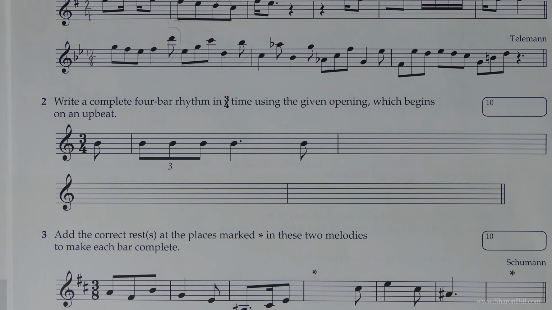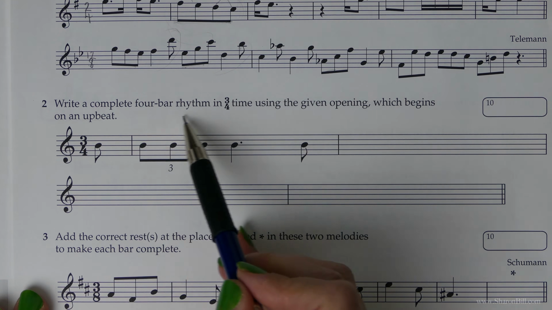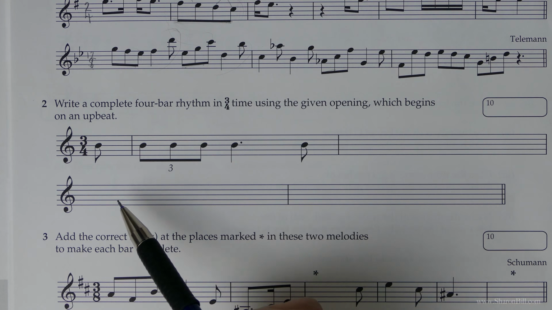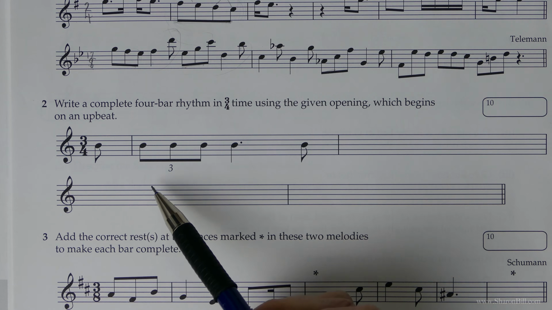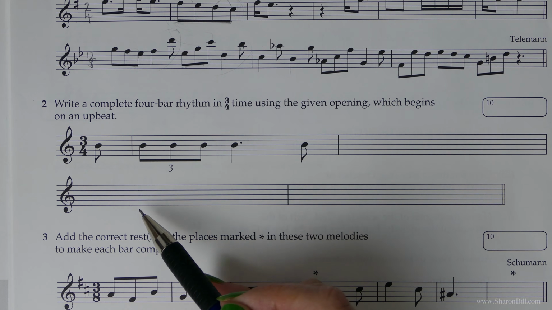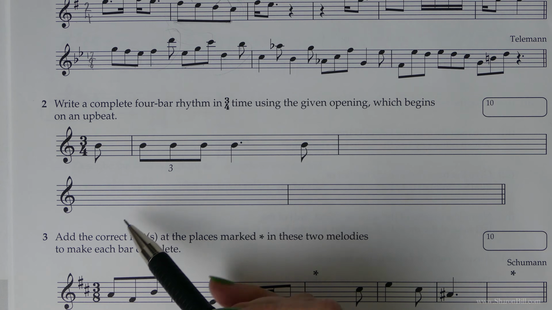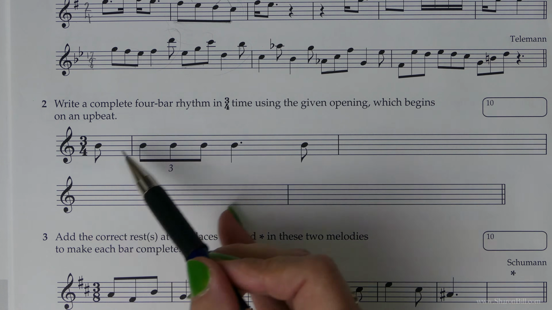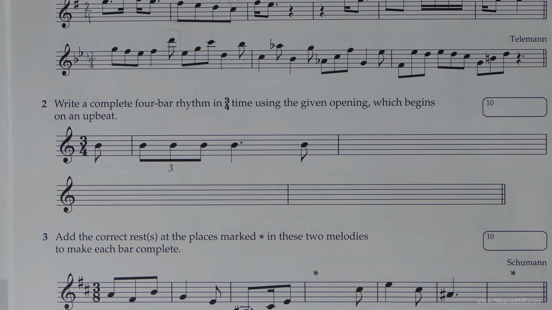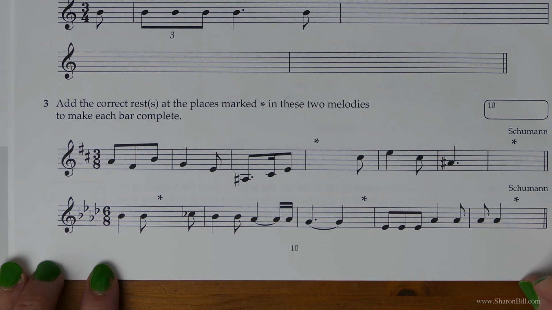Now question 2 asks us to complete a 4-bar rhythm. However, we're going to skip this question because it no longer forms part of the revised ABRSM exams. From 2018 onwards, this question will not appear on your exam paper, and so there's no need for us to work on that today. And so we're going to press on to question 3.